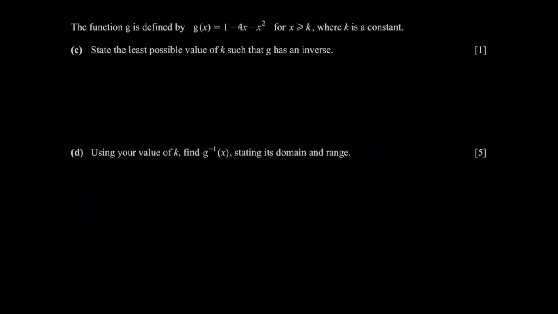Okay then, so the function g is defined by the same thing basically, but with a different domain: x is greater than k, where k is a constant. State the least possible value of k such that g has an inverse. Now, I've done a really long video on this on the channel, going through domain, range, inverse, all that kind of stuff. But let's recap it very briefly.